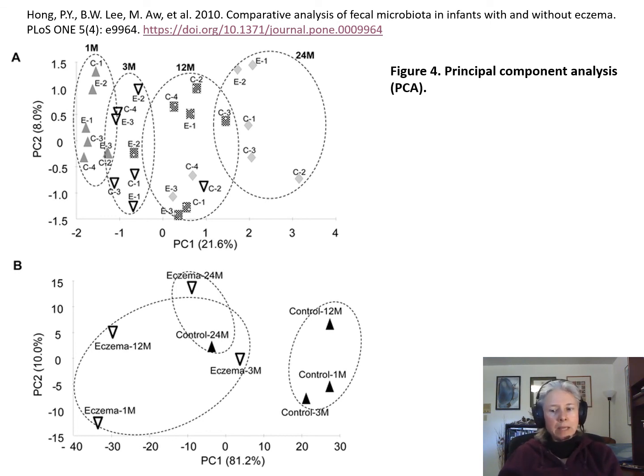In plot B, it does better. It at least has at least 60% of the variance explained. In fact, it has more than 90% of the variance explained. So at least that's better. And it's based on the abundance of classified microbes within eczema and non-eczema groups at different time points. And you can see the 1M, 3M, 12M, and 24M, the 1, 3, 12, and 24 month children.